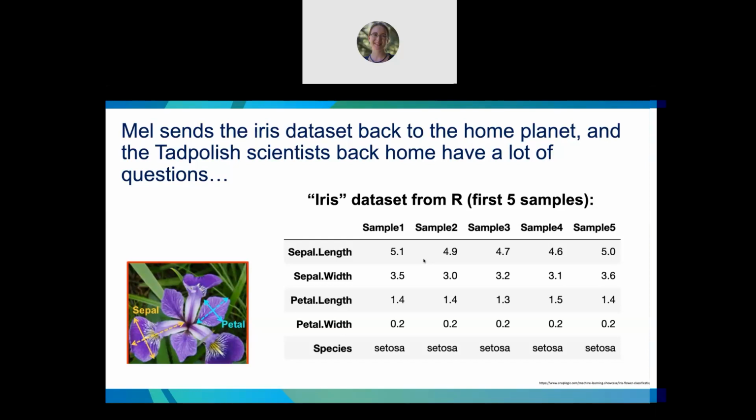So here, what I'm showing are the first 5 samples of Mel's iris data set. And the reason that we're using this data set is because it is publicly available in R, and I believe that someone earlier mentioned that we could use this data set. So some people are already familiar with Mel's data set, which is great.